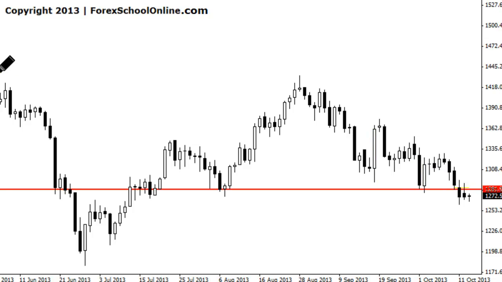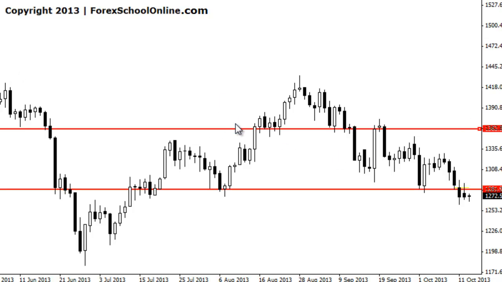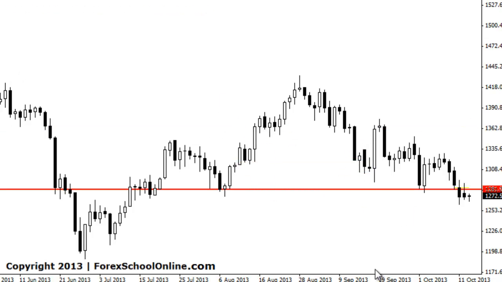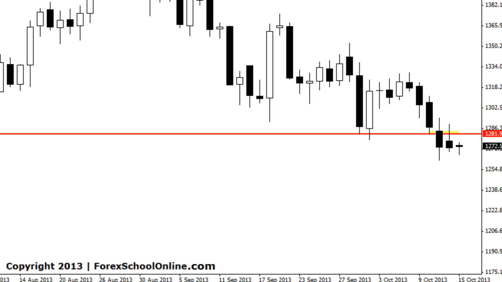Once we had the close below, this area acts as an old support and a new resistance. And once this area is broken, traders can start acting and start looking for new short trades, and that's when you start going to intraday trades.